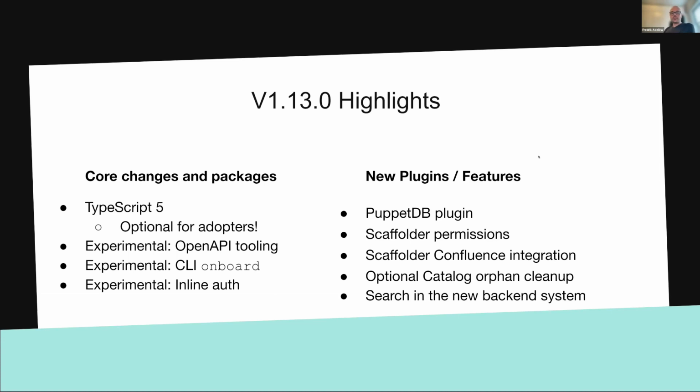On the side of new plugins and features, there's a PuppetDB plugin, which is the only, I think, new big plugin in the release that I remember, at least, that lets you inspect your PuppetDB state for your components, listing how they're doing and what the deployments are like and so on. It's pretty neat. The scaffolder is now permissions enabled, so you can ensure that only the right users have access to specific actions or workflows.